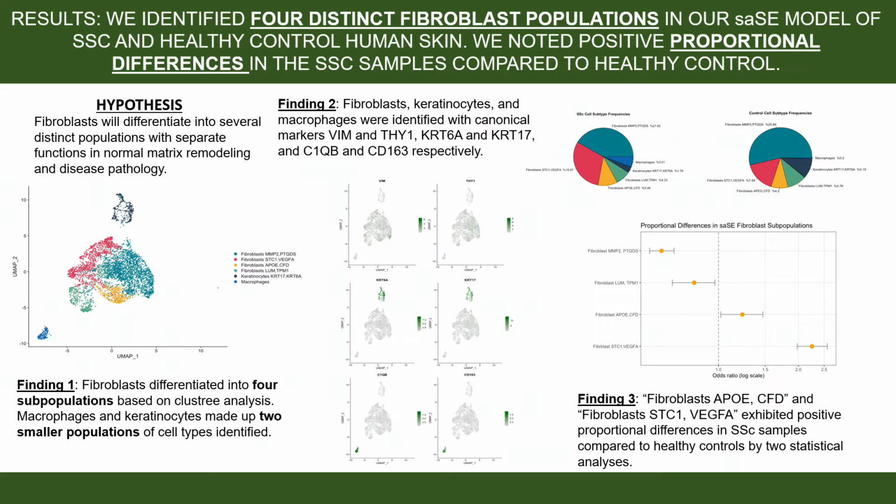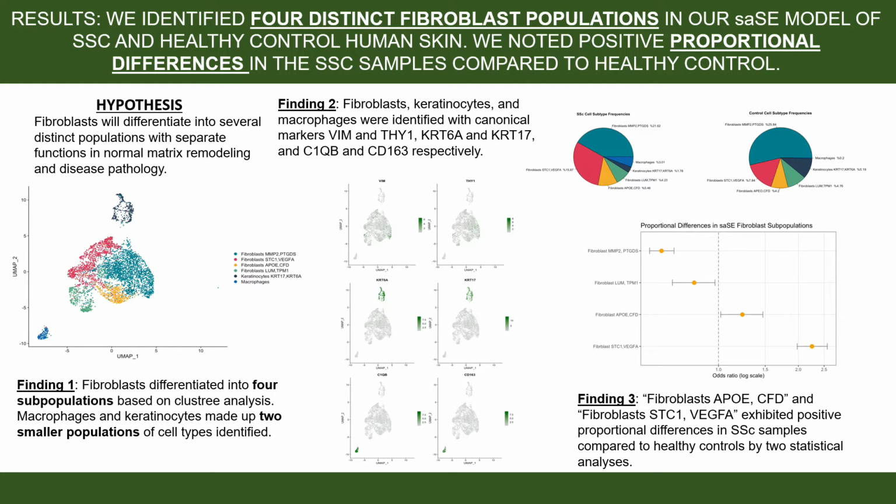Next slide, please. Our main hypothesis was that we were going to observe a lot of fibroblast diversity in this model, and it seems that we have. We identified 4 distinct fibroblast subpopulations in this model, as well as a small population of keratinocytes and macrophages. We were able to identify each of these cell types based upon canonical markers, such as VIM and THY1 for fibroblasts. It's interesting to note that we observed proportional differences in the SSc samples compared to the healthy controls.